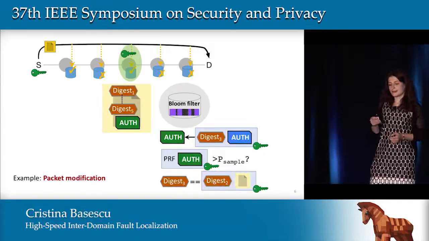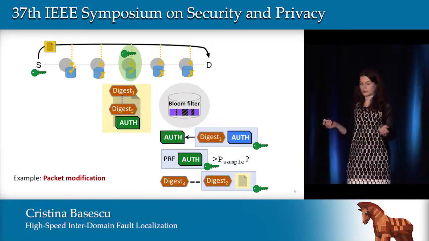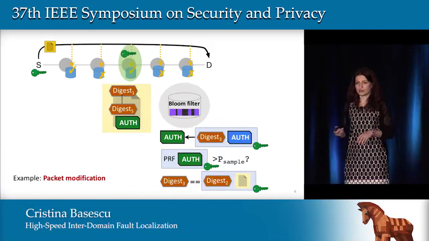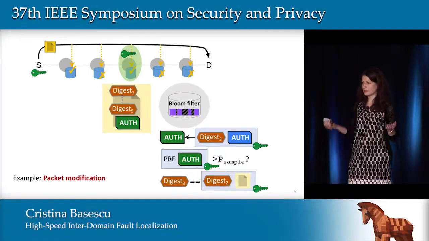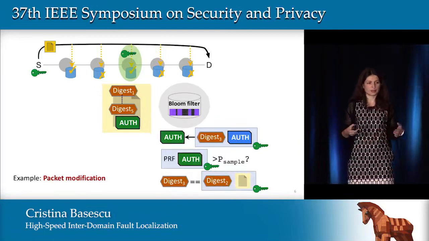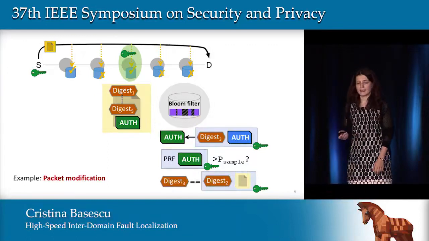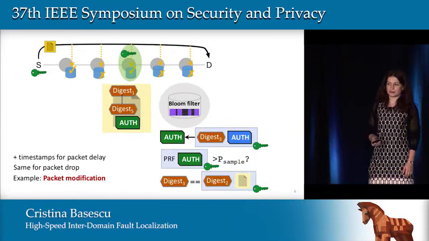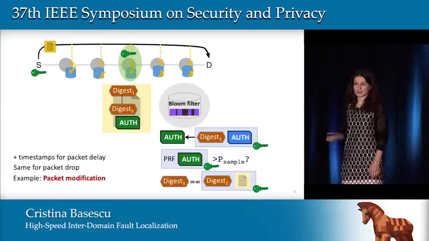Now, this technique of letting the source compute digests also allows us to decrease communication overhead. You'll see later, when the source wants to retrieve the Bloom filter bits, it only needs to send these digests to let the source query their Bloom filters and not send the entire packet. I have described here packet modification, but we use similar techniques for packet drop and for localizing packet delay.